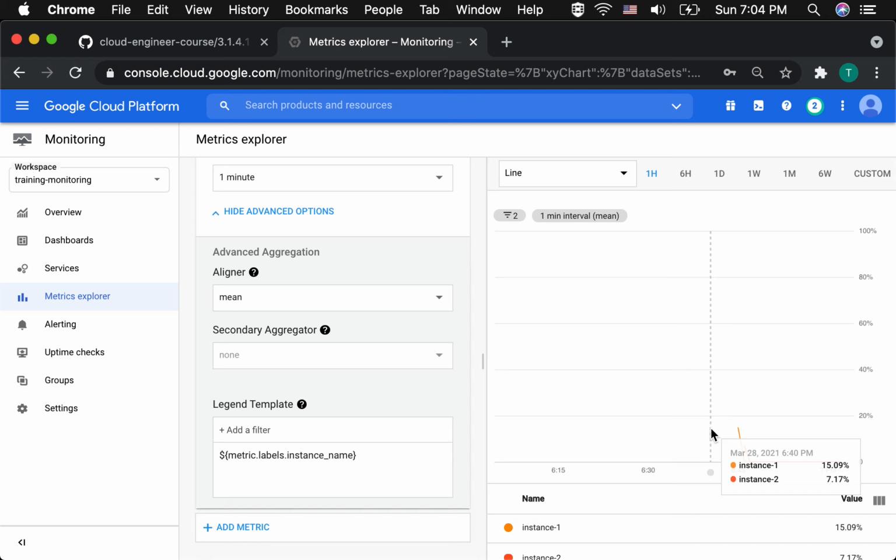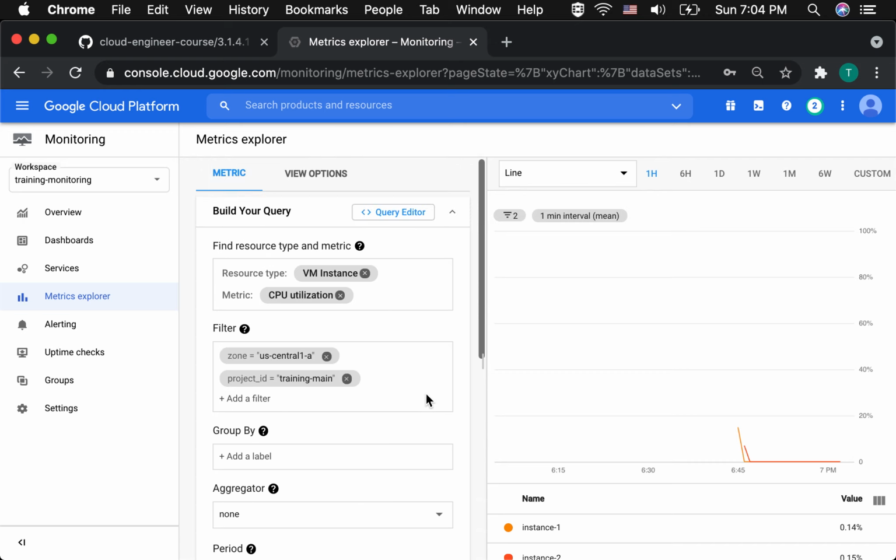So this is basically exposing some of the structure of what makes up a time series: a combination of resource type, the metric, and then you filter down by picking labels of either the resource type or the metric to narrow down to precisely which time series you want to look at. By the way, this stuff is confusing, and I still struggle with it myself.